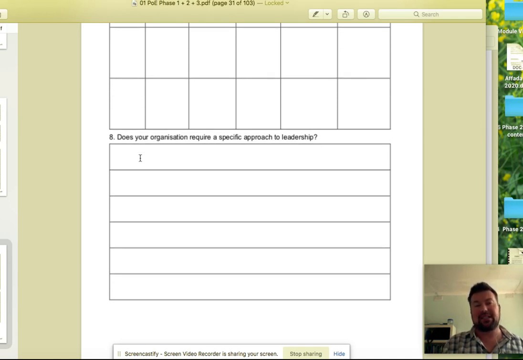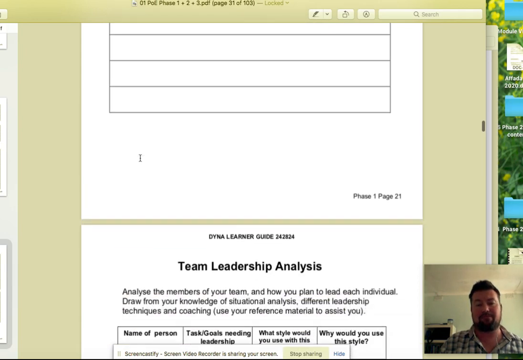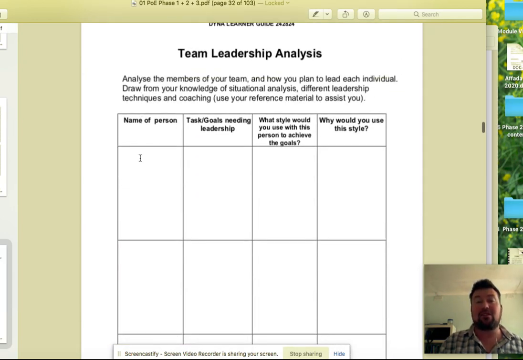Then question number 8 says, does your organization require a specific approach to leadership? So depending on your company's culture, you tell me. So maybe you require a democratic approach because you want people to participate. You want them to make good decisions at lower levels. So maybe your company is about autocratic because it has to be very much about the regulations, health and safety. Maybe that is the focus point of leadership. But based on your company's culture and what your company expects, tell me about what your company's specific approach to leadership might be.